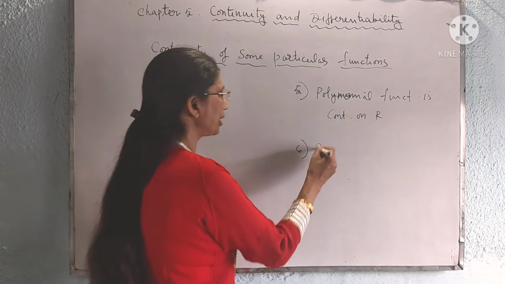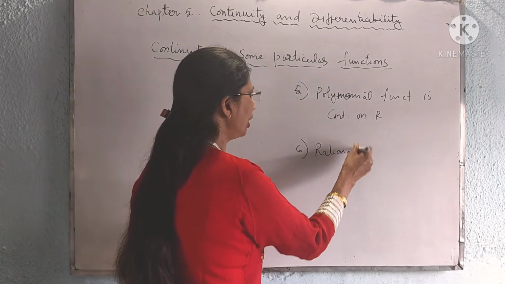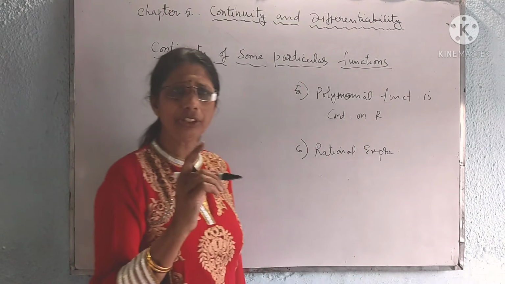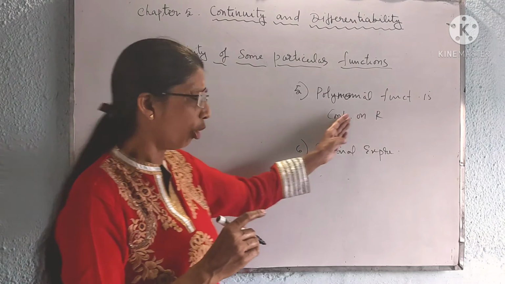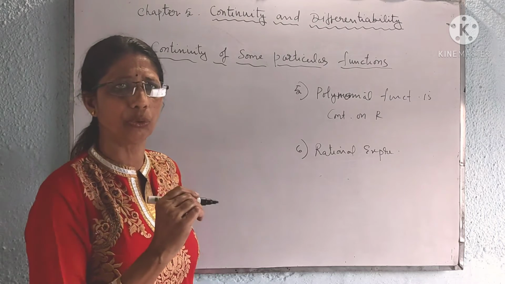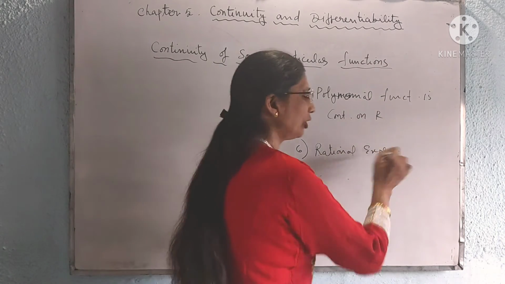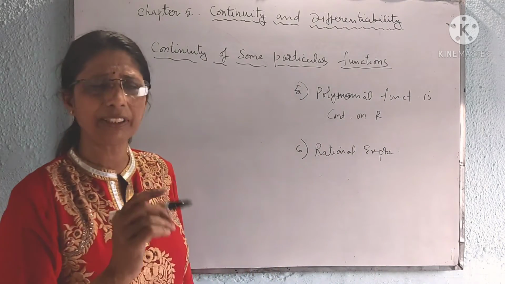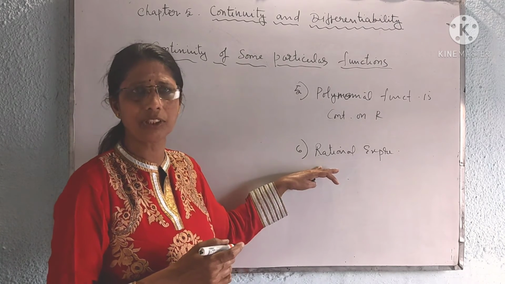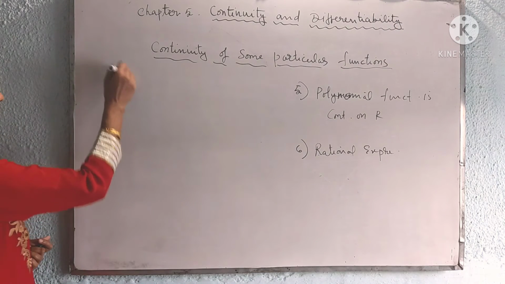Next, rational expression. Rational expression is continuous on all real numbers except when the denominator is 0. Okay, rational expression is always continuous on all real numbers except when the denominator is coming 0. That is the sixth one. Trigonometric functions.